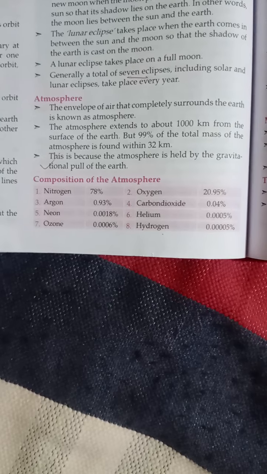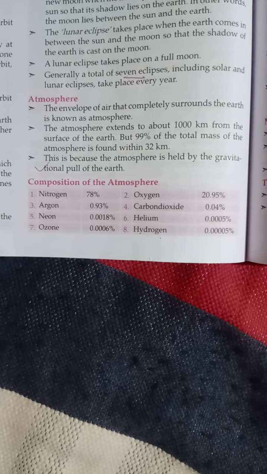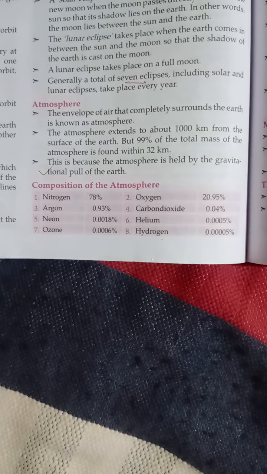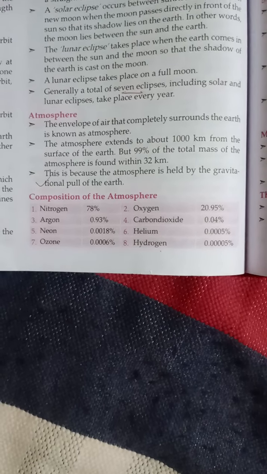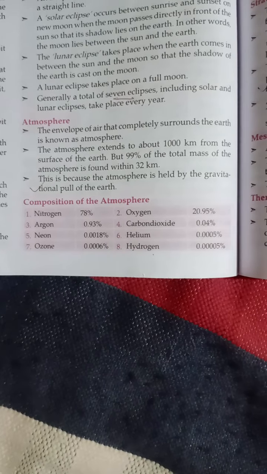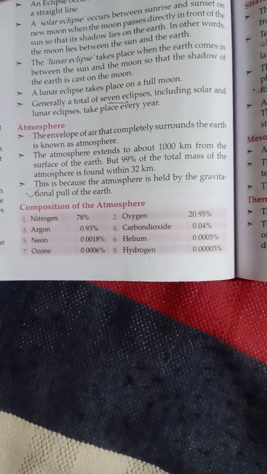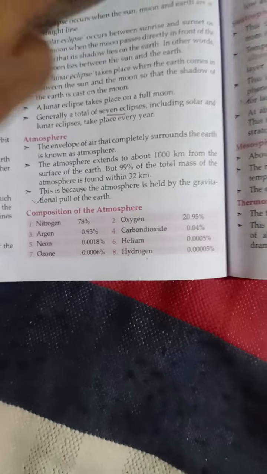Composition of the atmosphere: nitrogen is 78%, oxygen is 20.95%, argon is 0.93%, carbon dioxide is 0.04%, neon is 0.0018%, helium is 0.0005%, ozone is 0.0006%, hydrogen is 0.00005%. Then comes carbon dioxide.